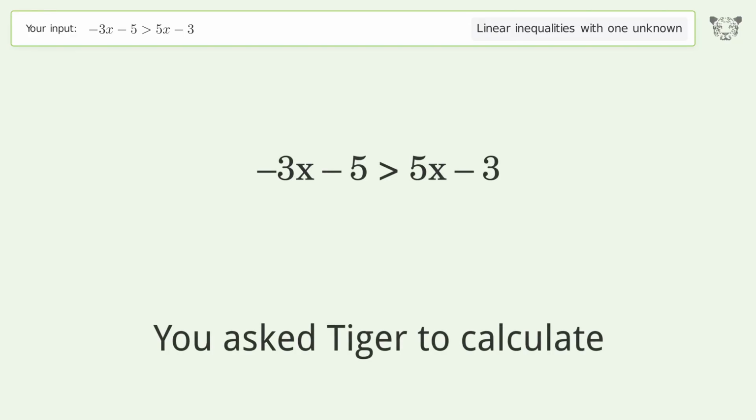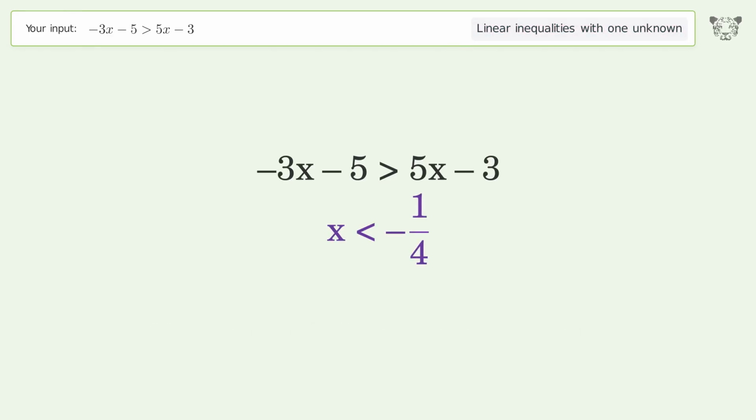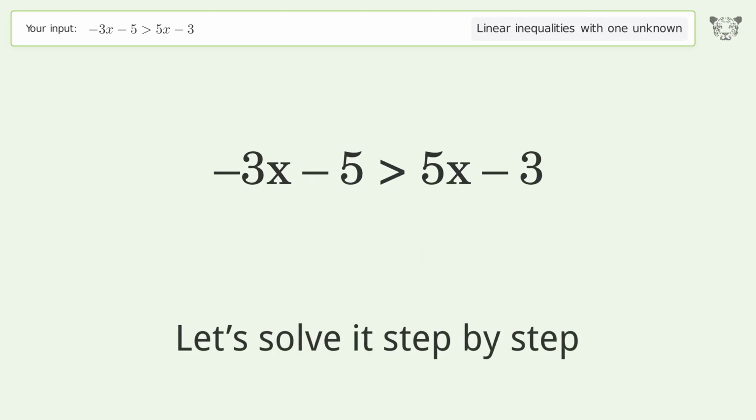You ask Tiger to calculate. This deals with linear inequalities with one unknown. The final result is x smaller than -1/4. Let's solve it step by step.